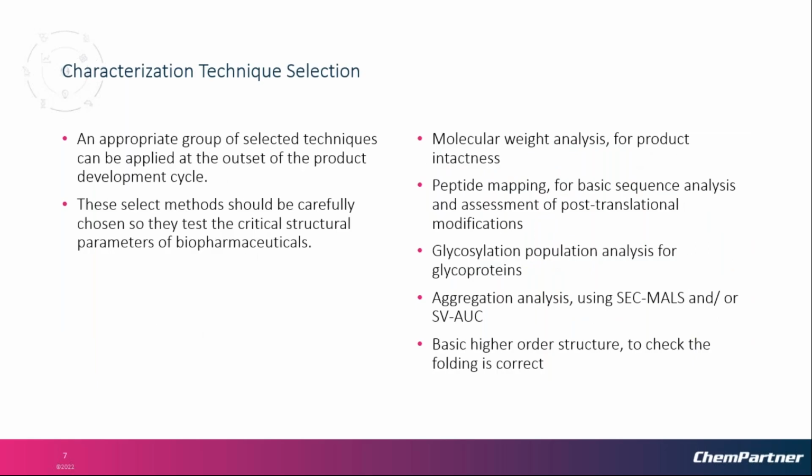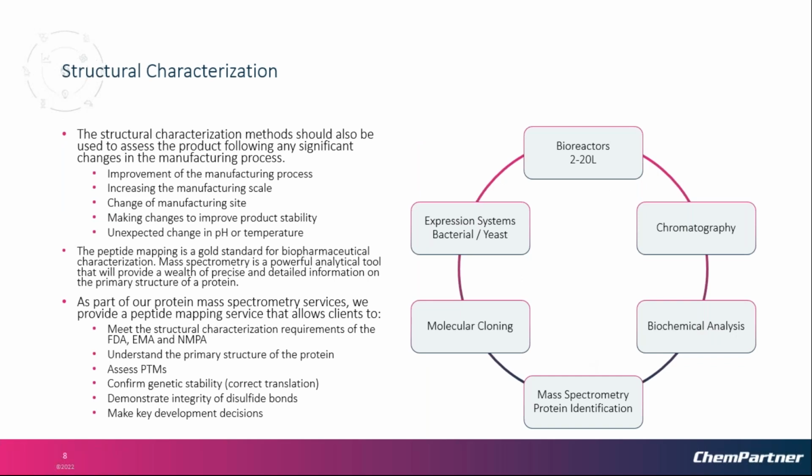So in this characterization, the technique selection is always the question. An appropriate group of selected techniques can be applied at the outset of product development, such as molecular weight analysis for product intactness, peptide mapping for basic sequence analysis and assessment of post-translational modifications, glycosylation population analysis for glycoproteins, aggregation analysis using SEC mode and or SVR, and basic higher order structure analysis to check whether the folding is correct or not. The structural characterization methods should also be used to assess the product following any significant change in the manufacturing process.